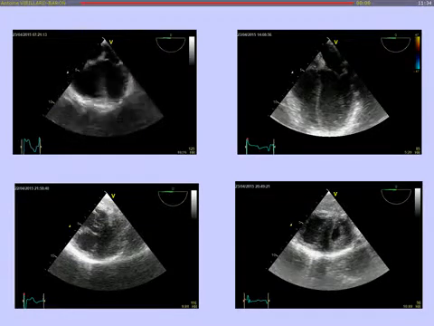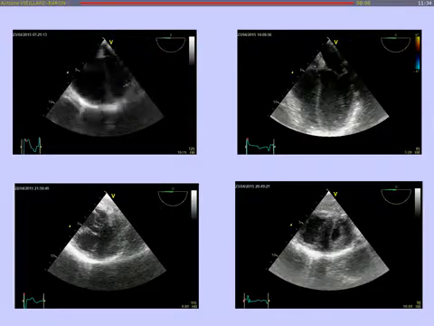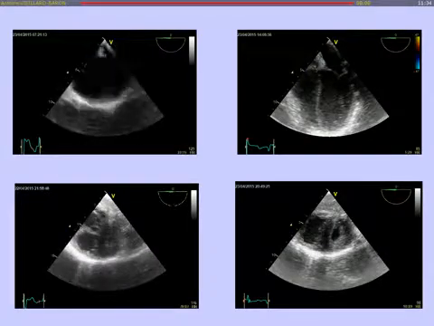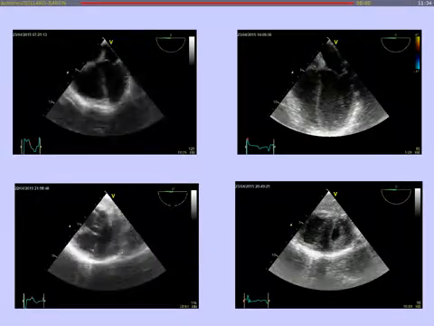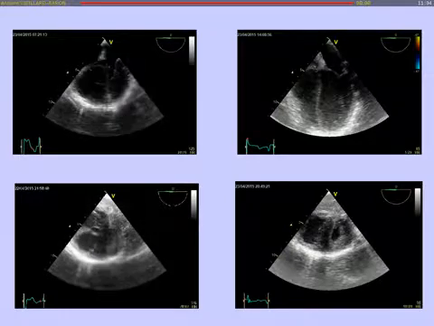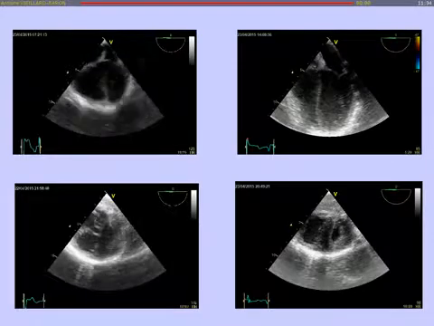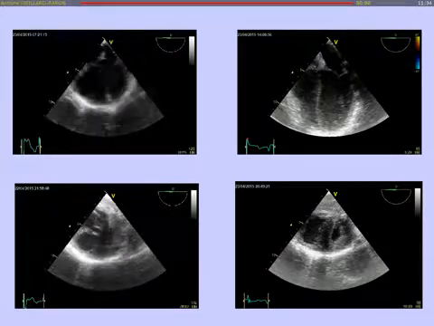You can see a young woman with acute cor pulmonale. Actually, it was acute and chronic. You can see the right ventricular dilatation. You can see the paradoxical septal motion. The hemodynamic situation was very severe, not under control. We decided to insert and apply a veno-arterial ECMO.